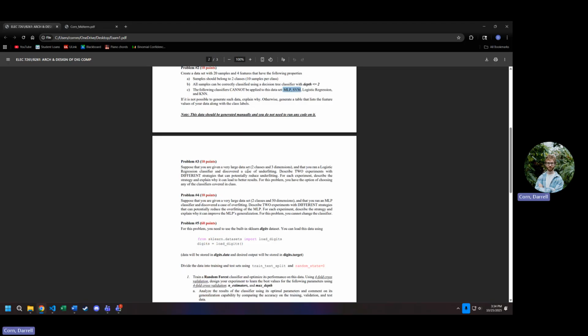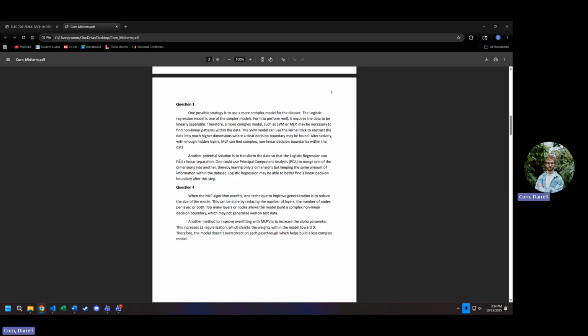Large data set, and case of underfitting, what can you do? Okay, so one strategy if you are underfitting with logistic regression is that the model might not be complex enough. Logistic regression finds linear separations, and it requires the data to be linearly separable. So a more complex model, such as SVM or MLP, or even a decision tree with a depth of more than 2, or k nearest neighbors, may be able to find these more non-linear patterns within the data.